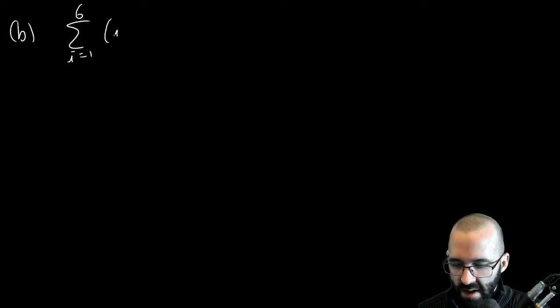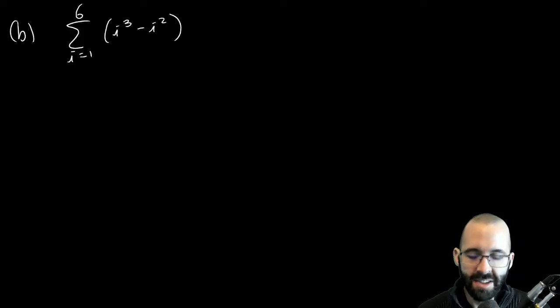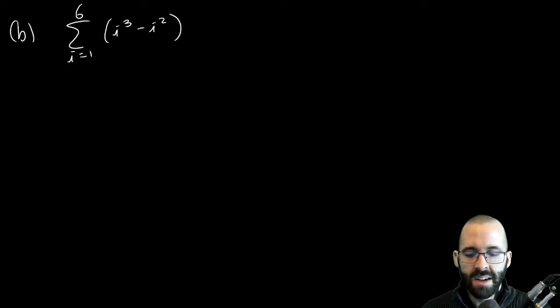Let's do part B. I want you to now add up the sum i equals 1 to 6 of i cubed minus i squared. All right, this one you really could just add them all up manually. It's only 6 things to add up, but let's get some practice. We have a formula for i cubed. We have a formula for i squared. It's already starting from 1, so that's nice.